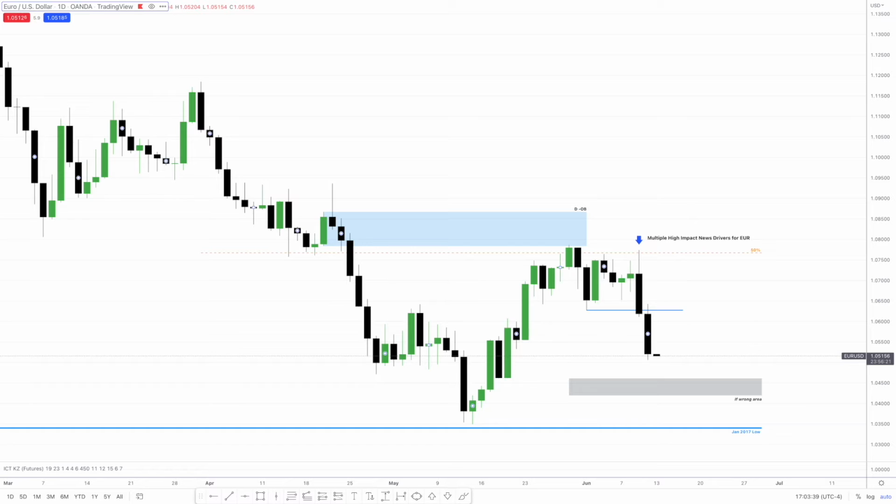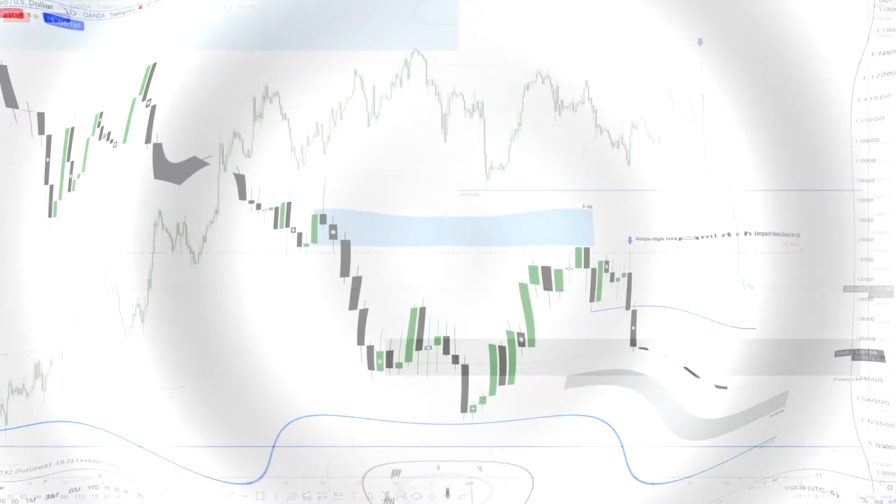But if I am wrong, we could see a short-term bounce or reversal around the 104.50 level to 104.20 level. But that would be if our opinion is wrong.